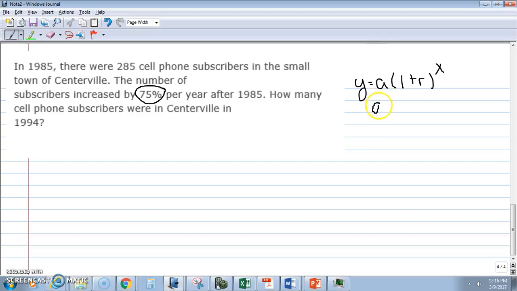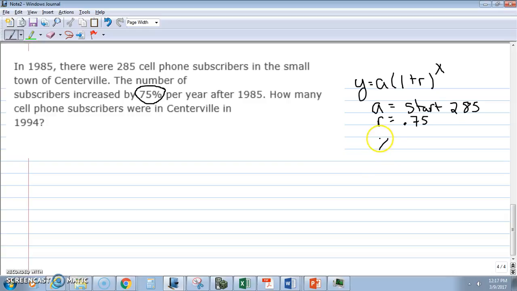A is our starting value, and R is our growth rate. So I'm going to put R as, in this particular case, 0.75, 75%, right? And our starting value is 285. Okay. Now, you could create this equation. It would be a lot faster and solve this for how many people had cell phones in 1994.